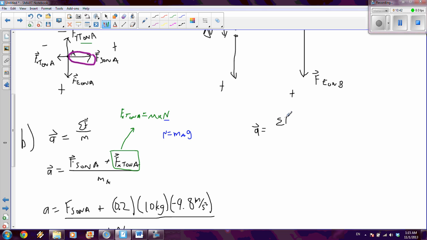Acceleration is equal to the sum of the forces. It's now in the vertical direction, or the y direction. Acceleration is equal to, again, these forces come right from our force diagram, force string on B plus force earth on B divided by the mass of B.